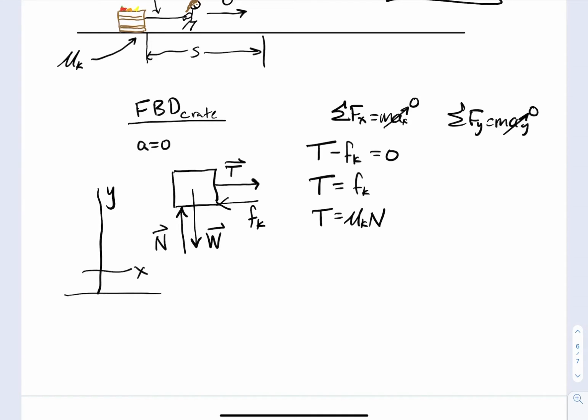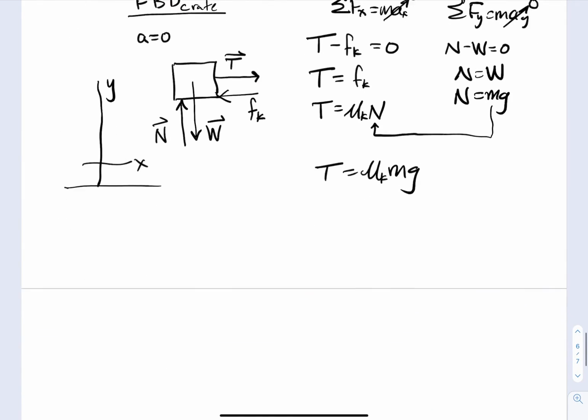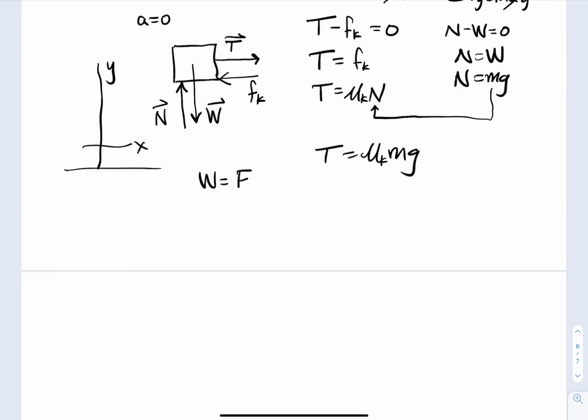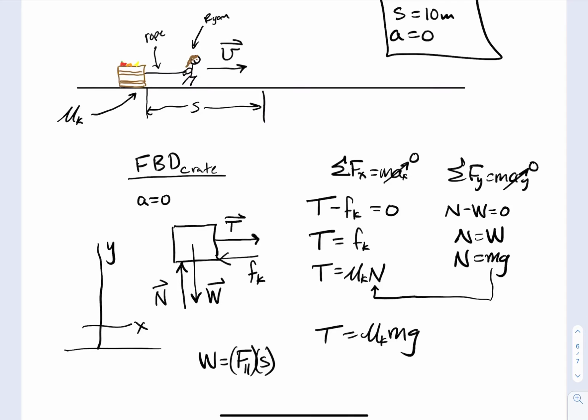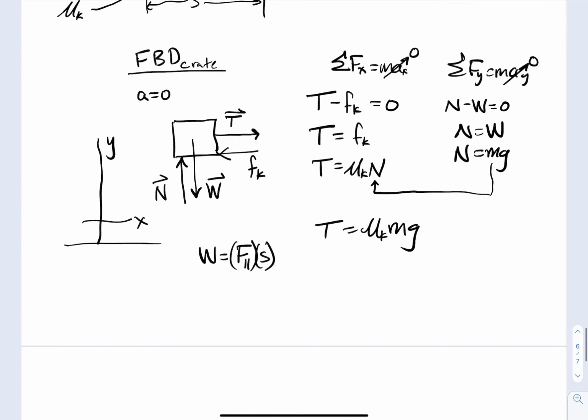So the sum of the forces in the y should give us our normal. We have normal minus weight equal to 0, which tells us the normal is equal to weight, and weight is always mg. So now we can substitute that in. So tension is mu sub k mg. But our problem asked us to determine the work done. Work is always the force that's parallel to the displacement times the displacement. And Ryan is the one exerting the tension force, so we need to figure out what that tension force is equal to. That will be the force in here.